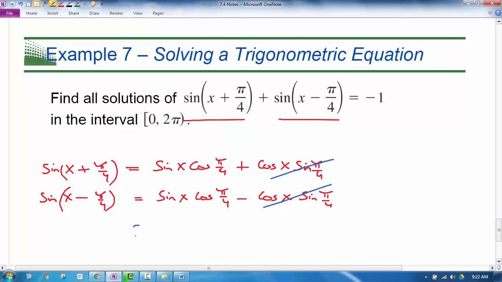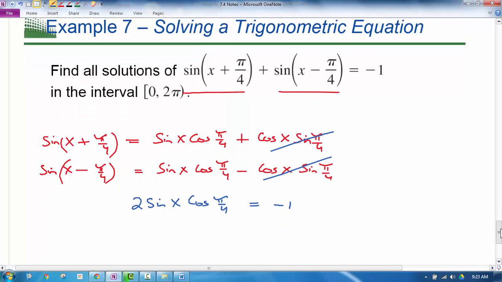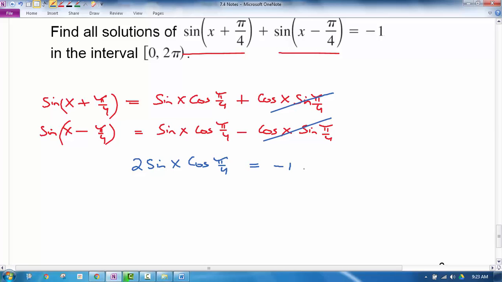So you're just going to get 2 sine of x cosine of pi over 4, and we want to know where that's equal to negative 1 in the interval from 0 to 2 pi. So now we're solving this. All right, now I'm going to simplify this. So this on your unit circle is square root of 2 over 2. So the 2's will cancel here and I multiply. So I'm left with the sine of x times the square root of 2 equals negative 1.